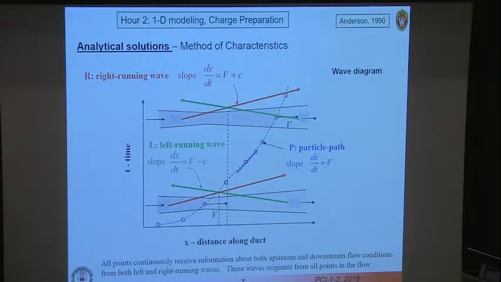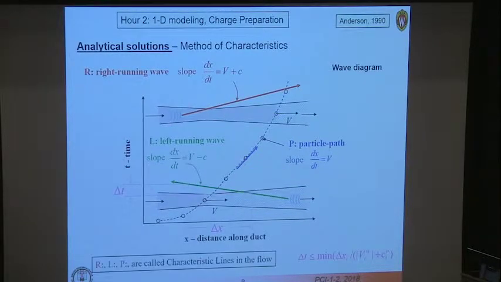And it's kind of interesting to note here, just something to point out, that if the velocity is equal to the sound speed, in other words, the Mach number is 1, the left-running wave here becomes a vertical line. No information is sent back upstream when the Mach number reaches 1. So that's kind of an interesting parameter that we'll see later as well.